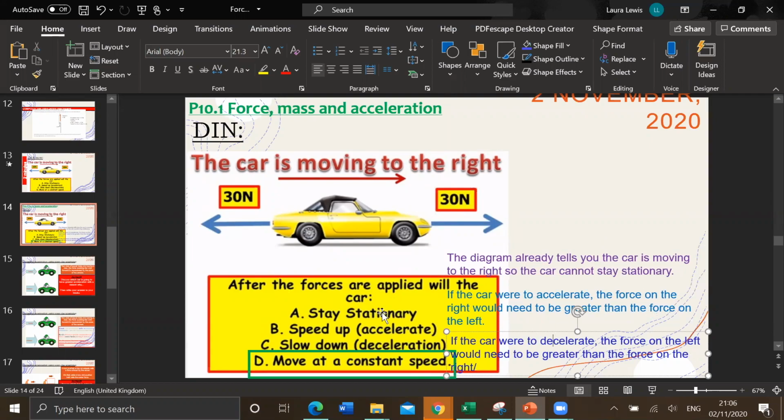So if you're puzzled by that, go back and look at Newton's first law we talked about. You see that if there is no resultant force and the car is already moving, then it will continue to move at a constant speed.